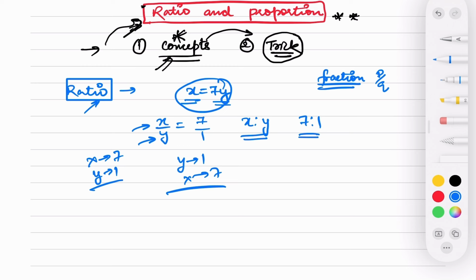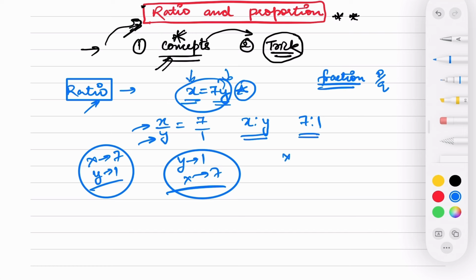But क्या यही possible things हैं? No. Because relation says कि आपको x क्या है? 7 times y. It's not giving you the value कि x 1 है और y क्या है 7. It's just saying जब जब x को कुछ भी लोगे, y उसका 7 times होगा. अगर आप x को 1 ले रहे हो तो y automatically 7 हो गया.